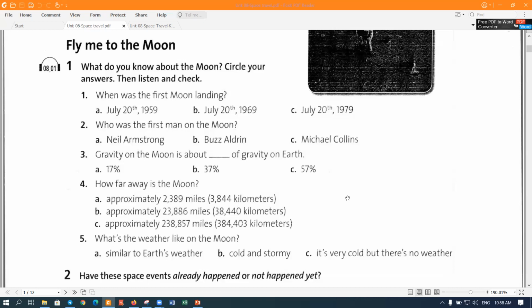5. What's the weather like on Earth? On the moon, I'm sorry. What's the weather like on the moon? A, similar to Earth weather. B, cool and stormy. C, it's very cold but there's no water.